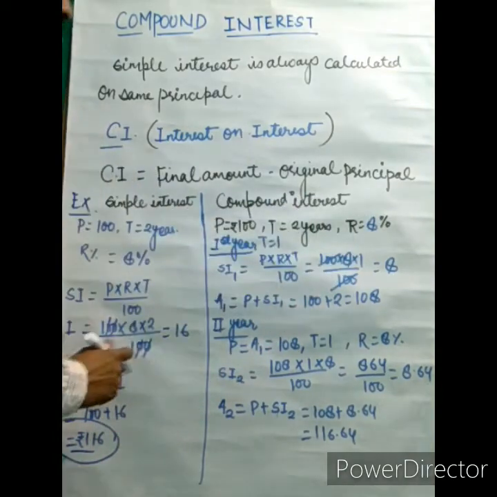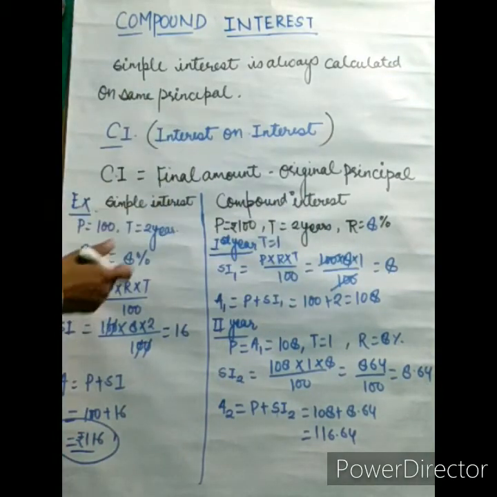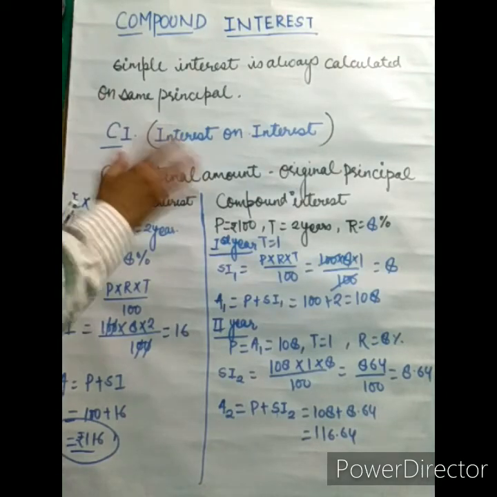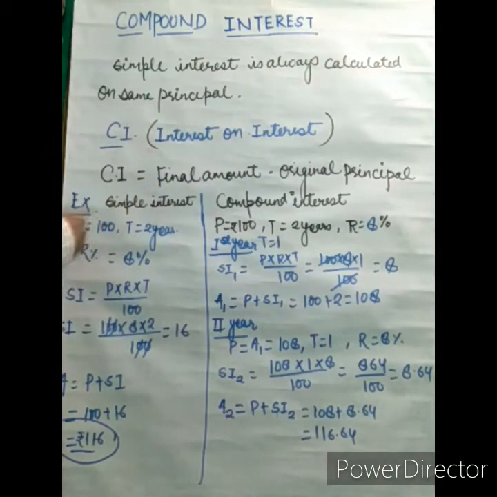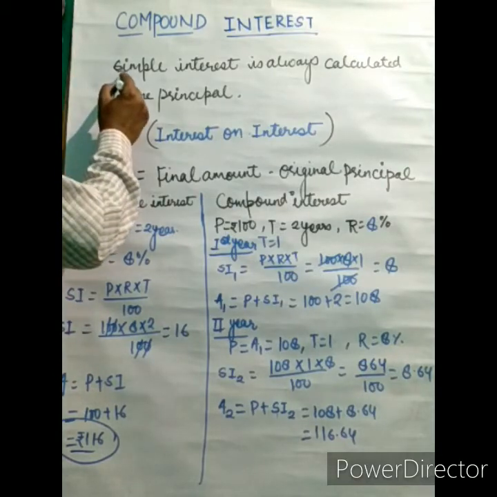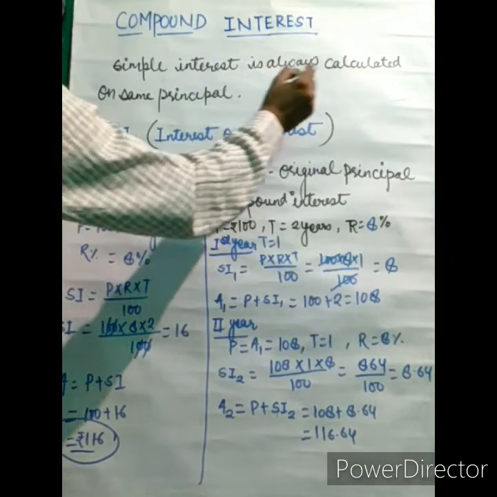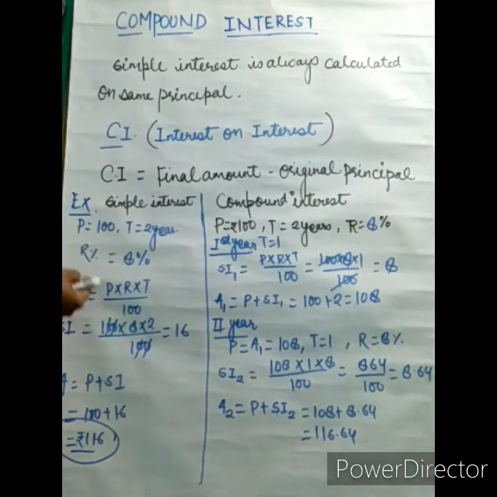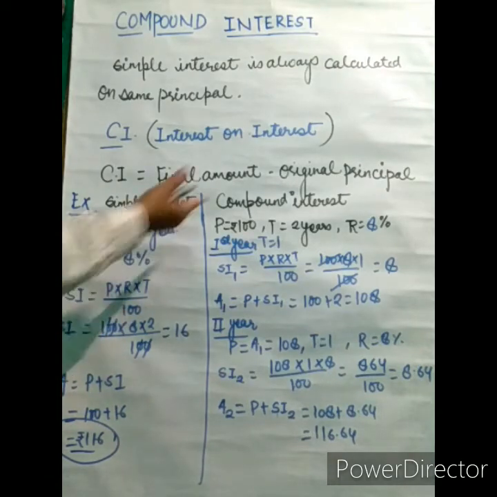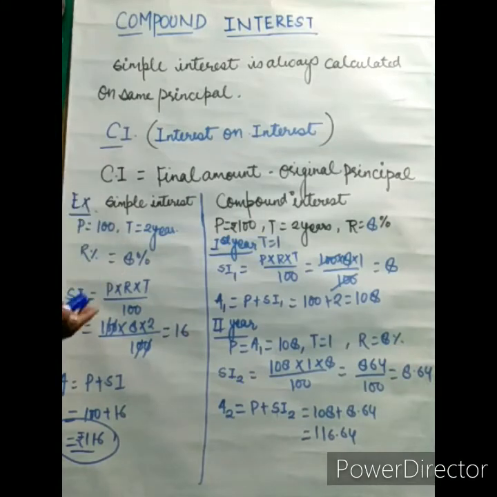In case of compound interest, for the same question, principal is 100, time is equal to 2 years, and rate is equal to 8%. Here, first of all, we will calculate the interest for the first year. In simple interest we calculate all together for the 2 years, because the principal of the first year and second year will both be the same. That's why it is written here: simple interest is always calculated on the same principal. But in this case here the principal will change.